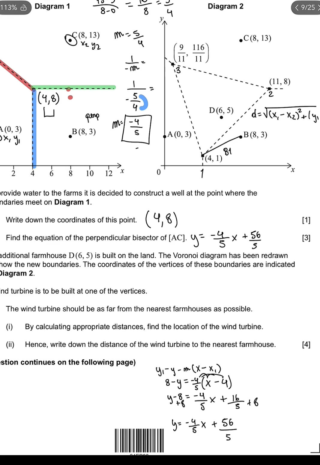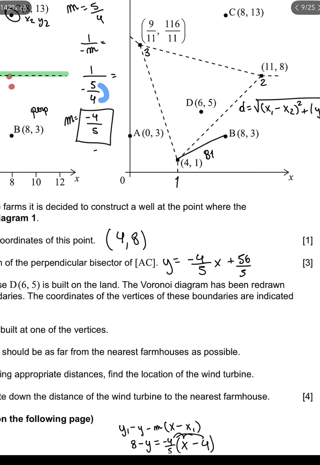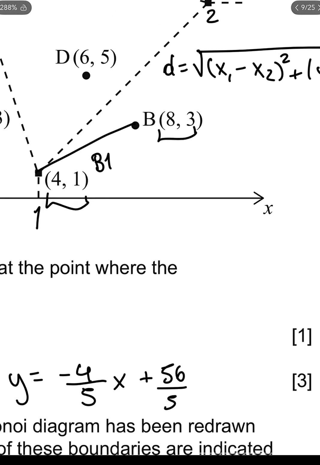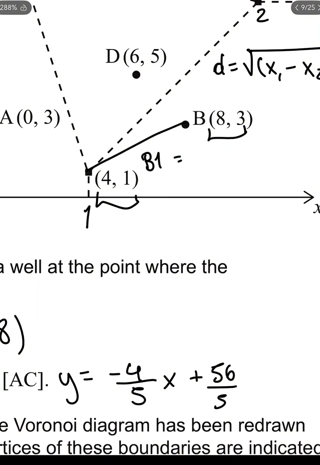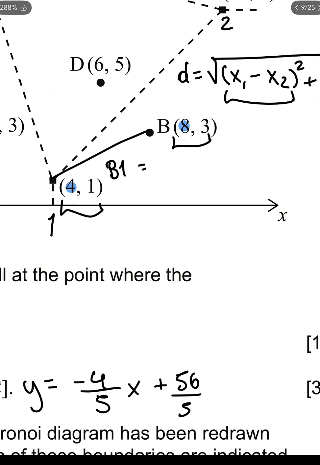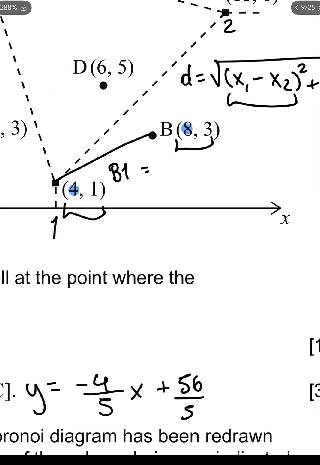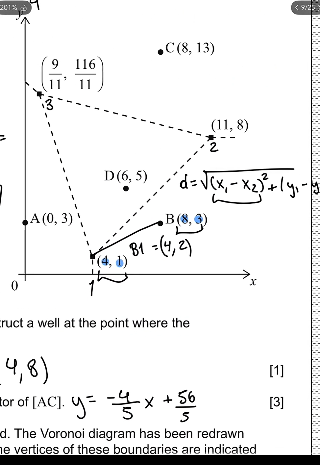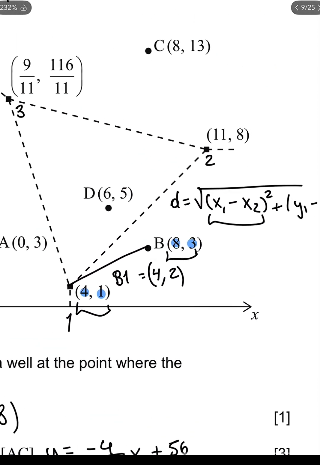The wind turbine should be as far from the nearest farmhouse as possible. So we want to find the biggest difference between the x and the y component. So for example, B1 would be 8, which is my x value, and 4, and I'll subtract them based on this distance here that we're talking about. So the distance between B and 1 is 4 and 2 when I subtract, also 3 and 1. So now let's do this to all the other questions.